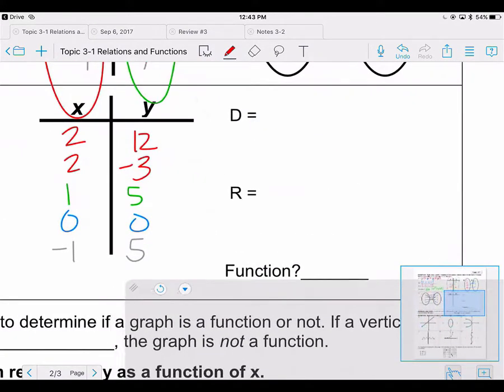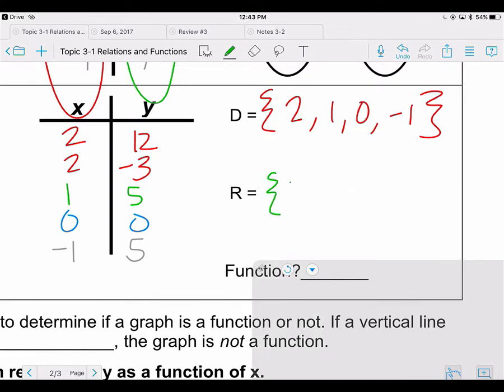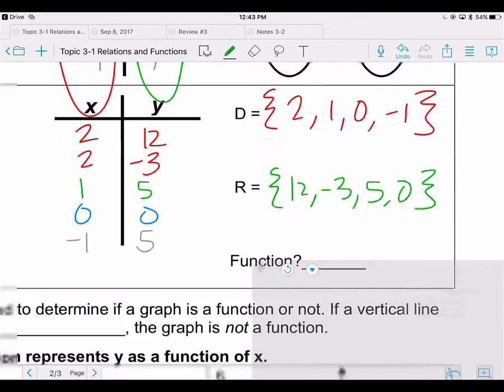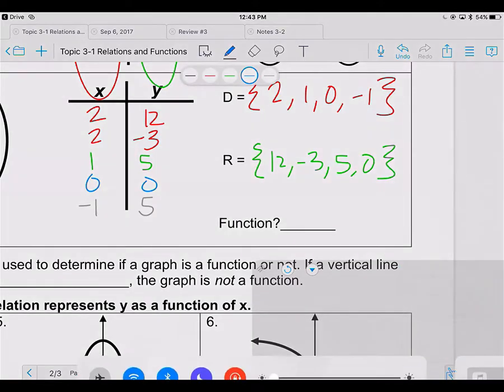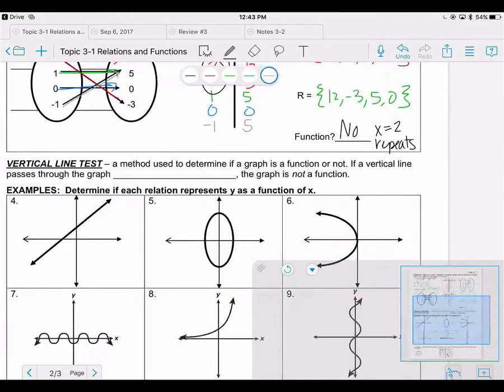Then they asked me to list the domain. Remember, domain, we do not repeat x's, so 2, 1, 0, -1. And if I haven't said this already, the order in which you write them does not matter as long as you write them correctly. And then your range, 12, -3, 5, 0, and then 5 was already written. This is not a function because your x equals 2 repeats. When x is 2, we have a y of 12, and we have a y of -3, meaning that it repeats.